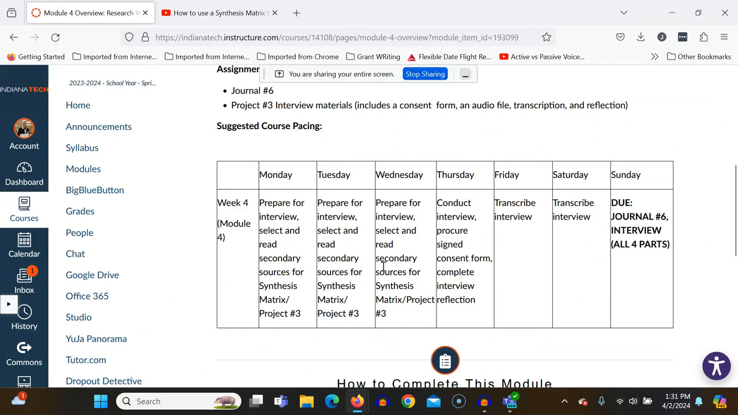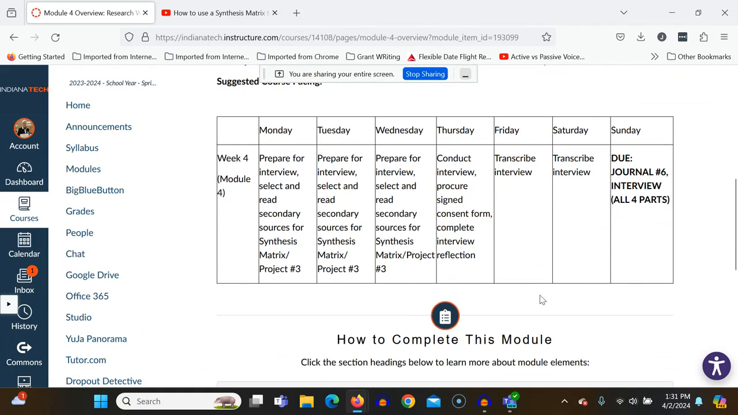By Wednesday, of course, you're preparing again for that interview. You're doing some more stuff. You're continuing to collect secondary sources for your matrix. Then you're conducting that interview, making sure that you sign the consent form, and then notice something missing here, which you'll probably be happy about. There is no discussion board this week. So that's one big difference this week, and that's because you're busy doing other things in other interactions. Notice you are going to transcribe the interview.